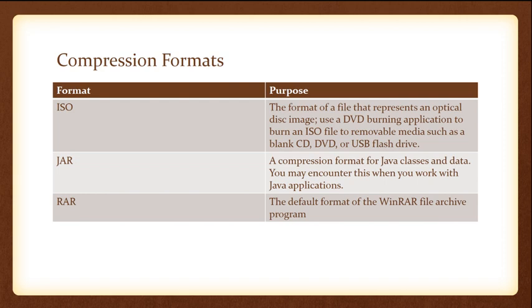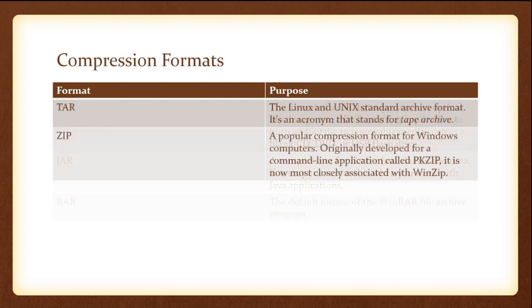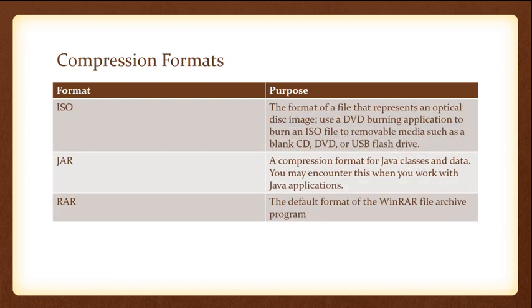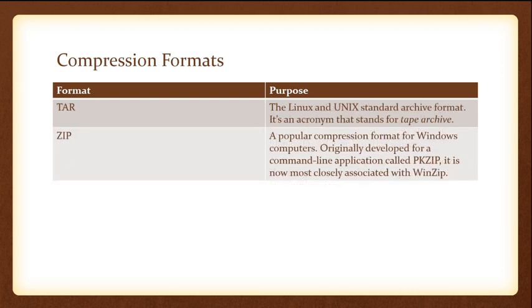And then you have 3 of them that do end in R. You have JAR, RAR, TAR. Those all go together. So I always remember all the R's are compression. Let me go back. We have JAR, RAR, and TAR. Those are all compression formats. And finally, you have the most famous one. It is zip.